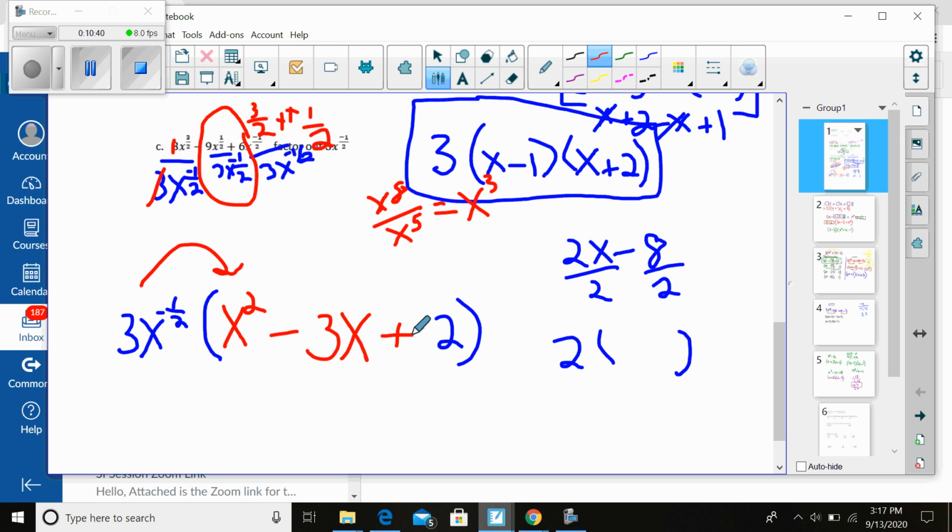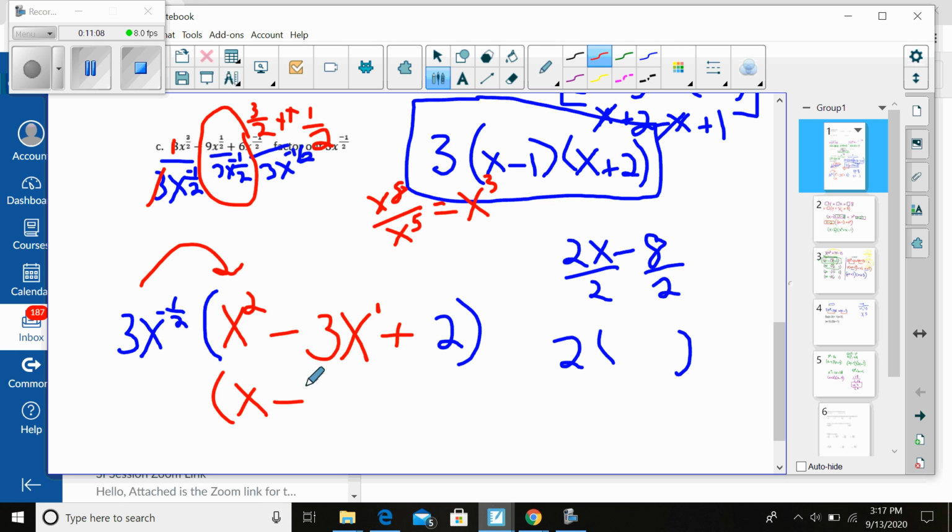Okay, but look what I'm left with. A half minus minus a half becomes a half plus a half, which is 1, right? So that's x to the first. So as ugly as that looked, after I factored out the x to the negative 1/2, I get a nice looking trinomial left. And actually, does that factor further?